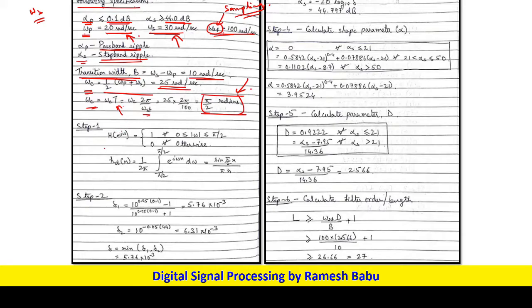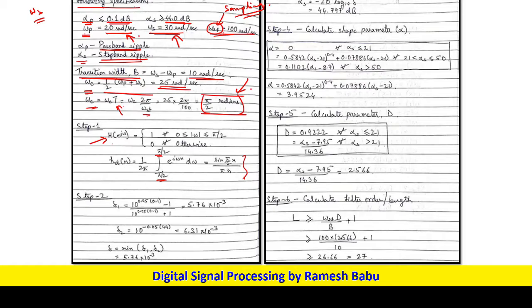Now next, we need to define the amplitude response. So we have defined the amplitude response over here. hd[n] is equal to 1 by 2 pi times the integral from minus pi by 2 to pi by 2 of e to the power j omega n d omega, and this is a known thing from our previous lectures.